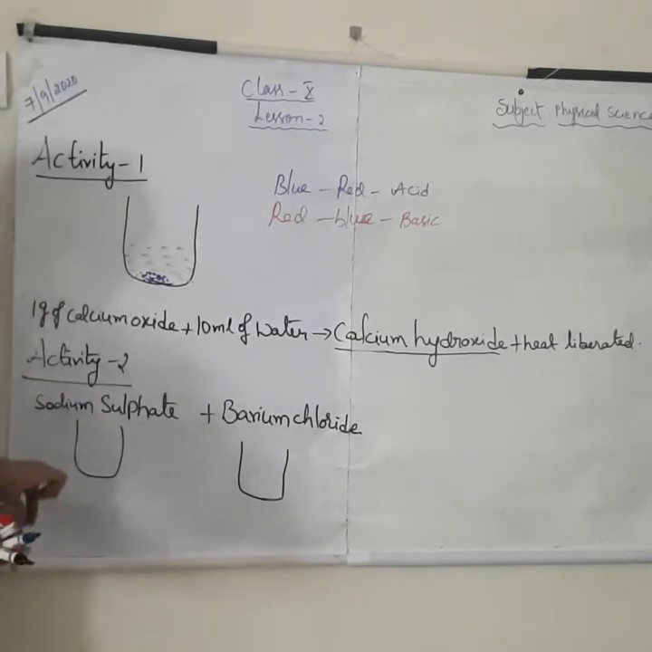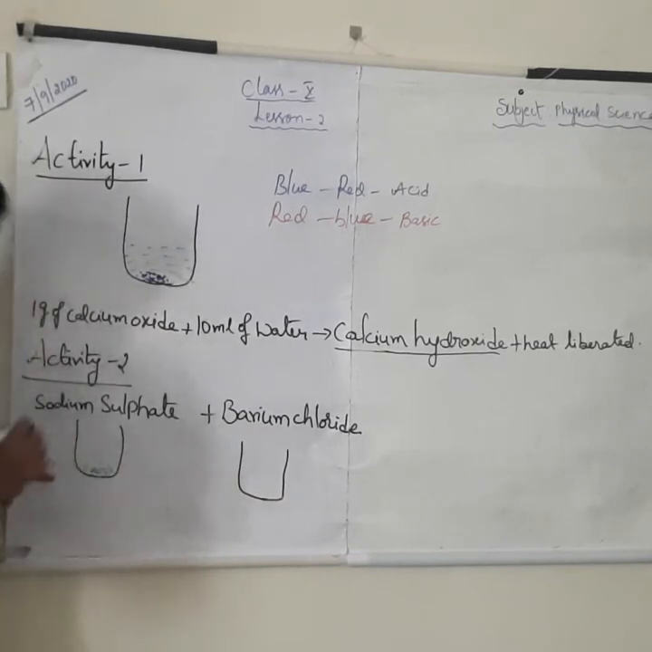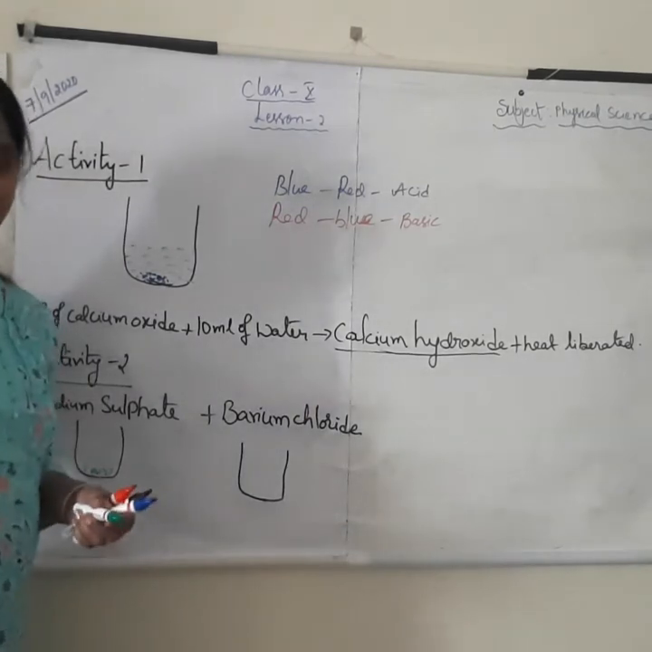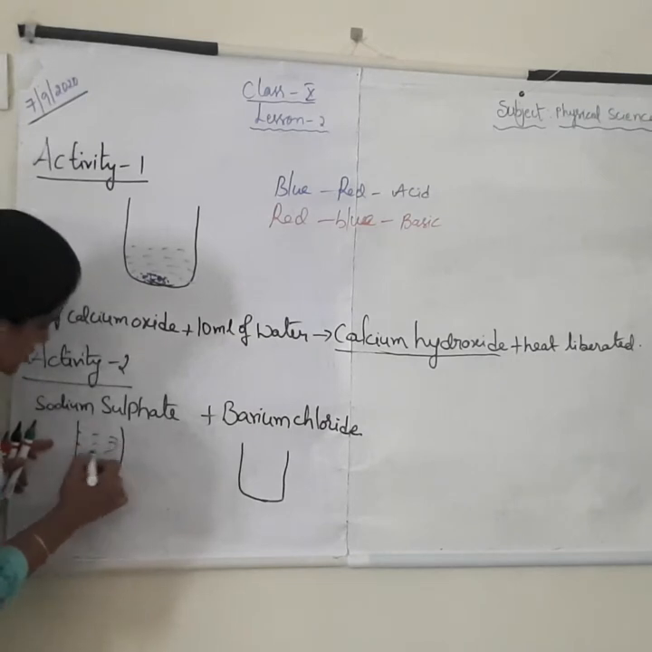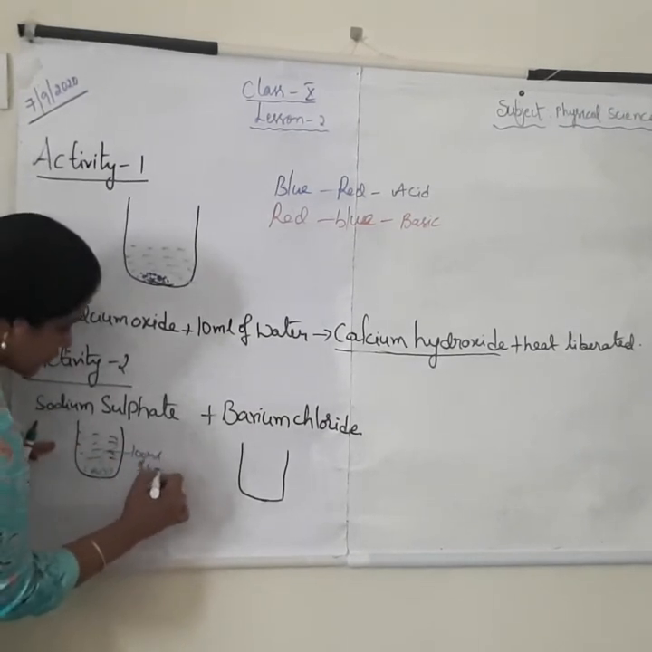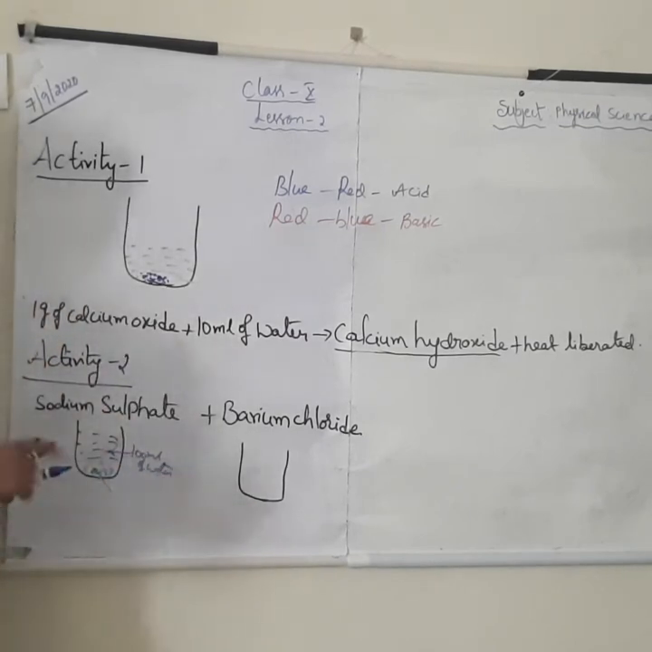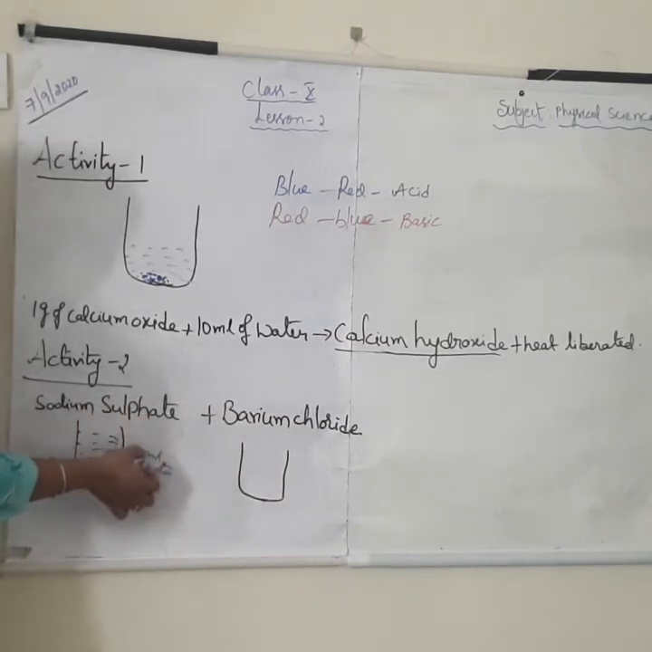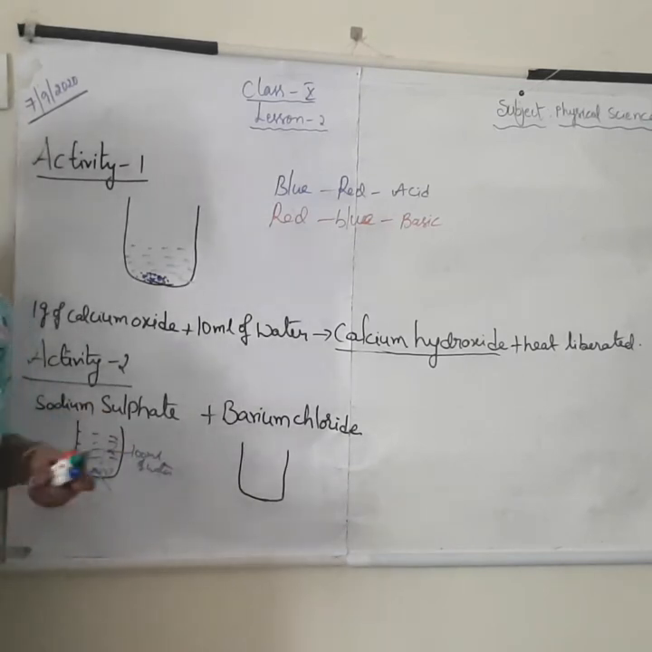I will indicate it through different colors. You take the sodium sulfate powder and add 100 ml of water. How much? 100 ml. This is 100 ml of water, and this is the sodium sulfate. Now, when you add the powder in water and dissolve it, you will get a solution.